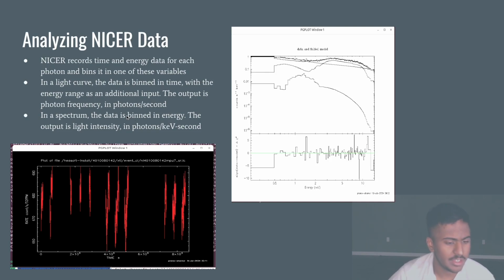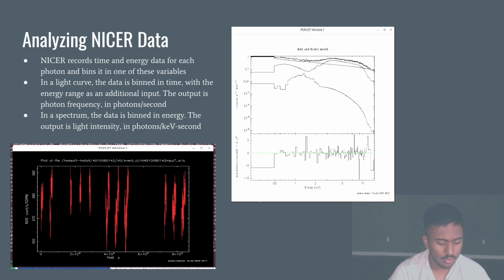Analyzing NICER data. NICER records time and energy data for each photon and bins it in one of these variables. That means it lets the input be that variable and takes each cluster of data that's packed near each other and turns it into one representative value. That makes the big data much smaller and easier to understand.